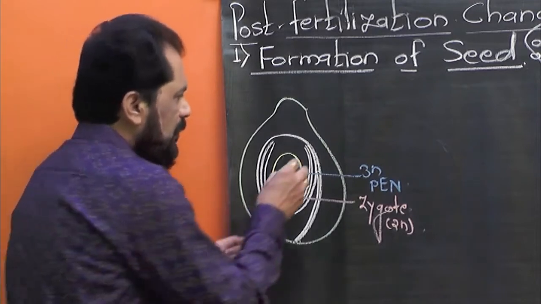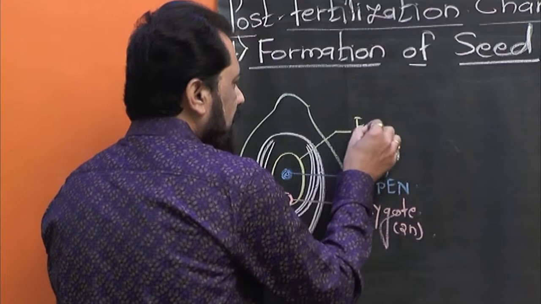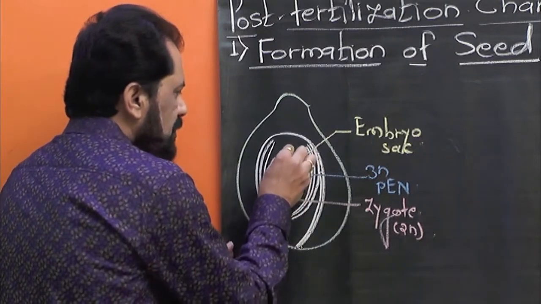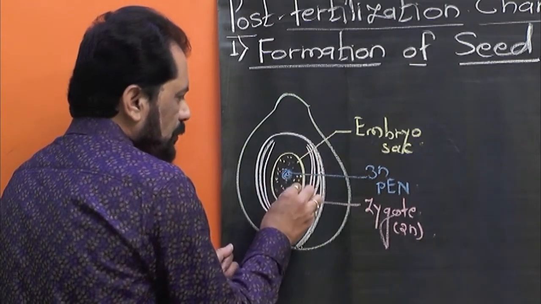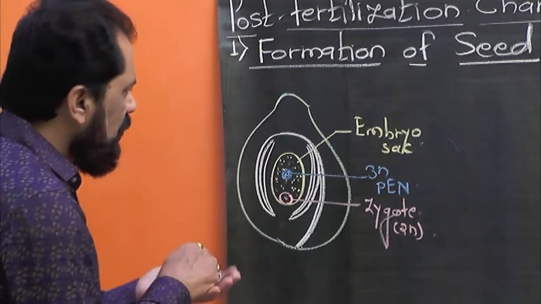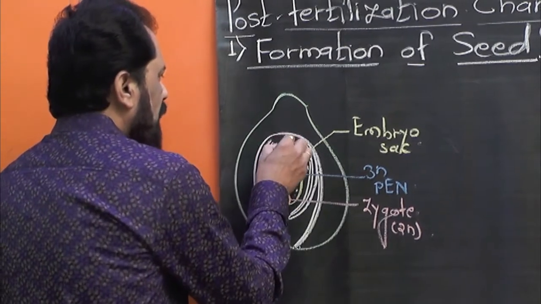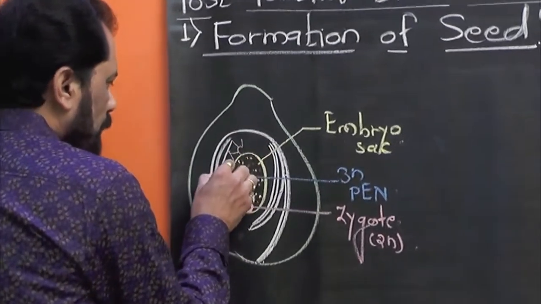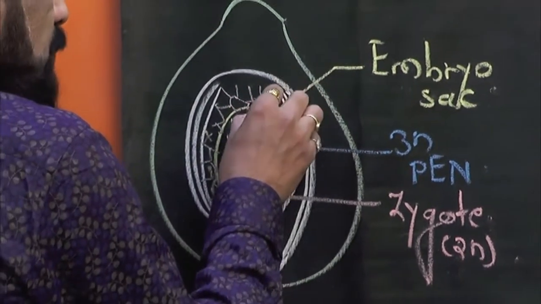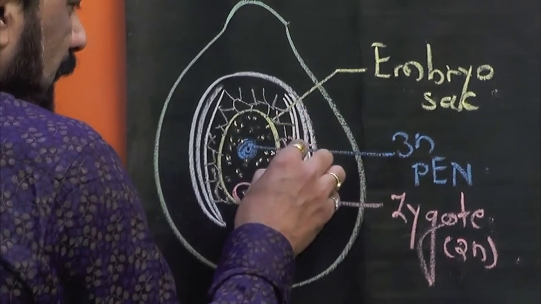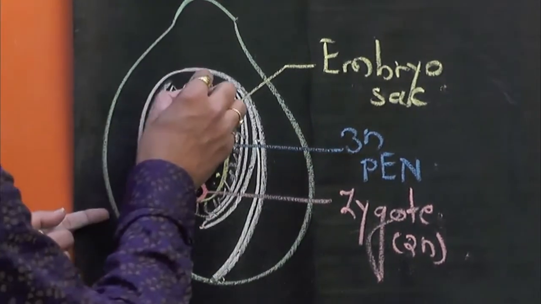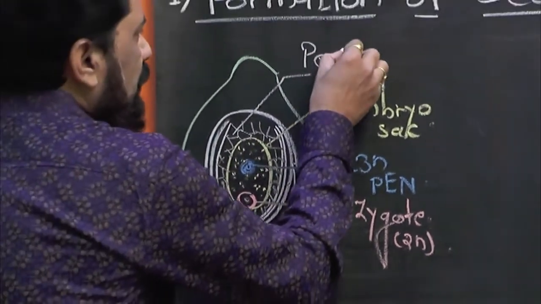Now with the help of yellow chalk I have shown the embryo sac. Of course, the embryo sac now contains the zygote towards the micropylar end and a triploid pane. This embryo sac is surrounded by a thin layer of nucellar tissue, the nucellus. This nucellus may persist up to the formation of seed also, and this thin layer of nucellus, if present in the seed, is known as perisperm.